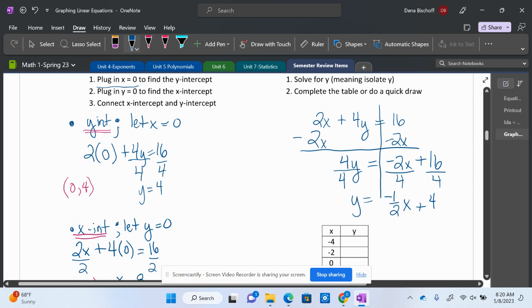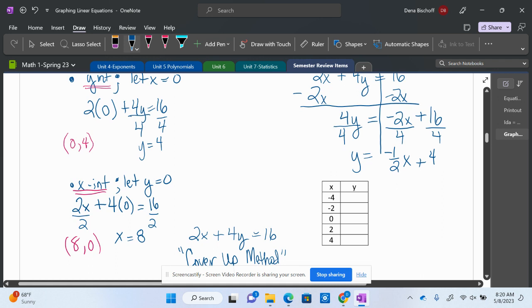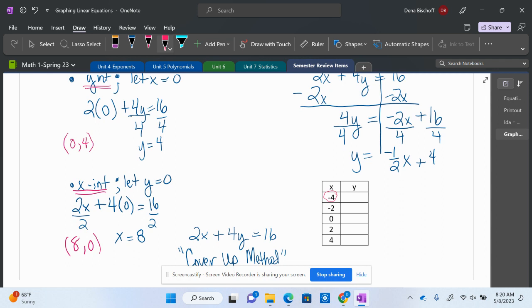So we could fill out a table of values. Absolutely. We could plug in, this says let x equal negative 4. So y equals negative 1/2 times negative 4 plus 4. Well, what is half of negative 4? Yeah, but a negative times a negative is a positive. So 2 plus 4 equals 6. So that says when x is negative 4, y is 6.